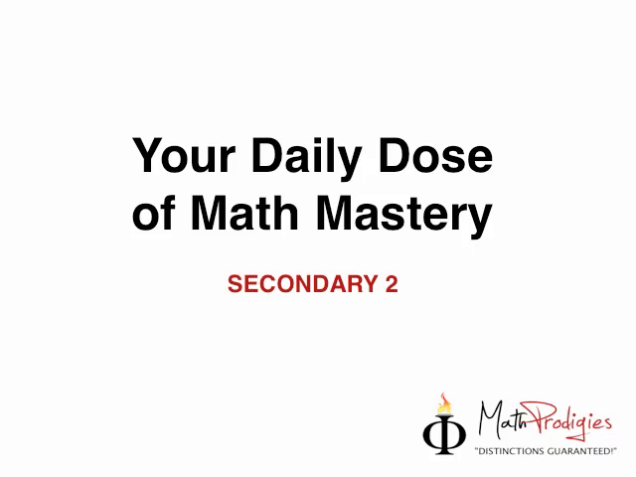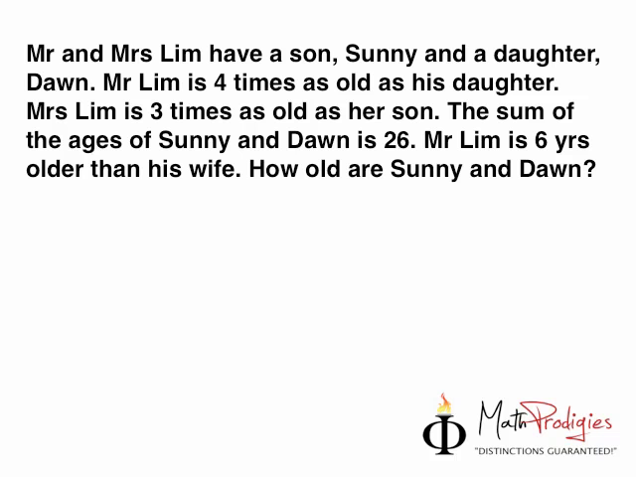Yesterday's one was a little challenging, I think, for those of you who might be new to this. The question was this. And the answers, for those of you who are waiting for it, are: Sunny is 14 years old and Dawn is 12 years old. If you got it right, high five, you are a math prodigy. Good job. So how do we do this question?